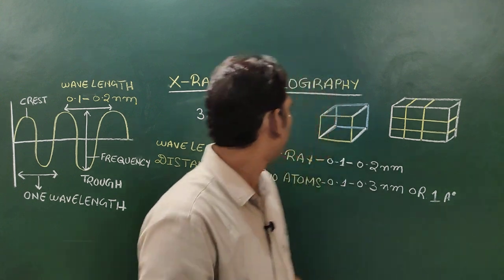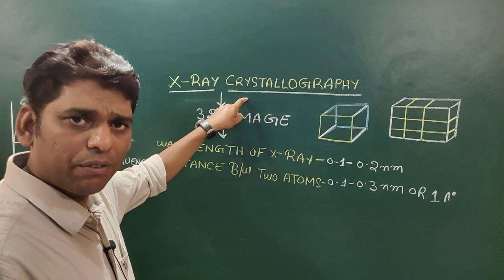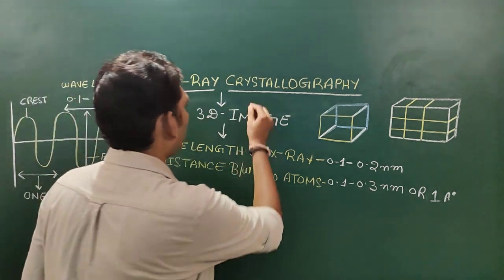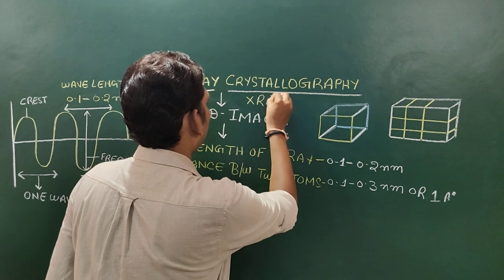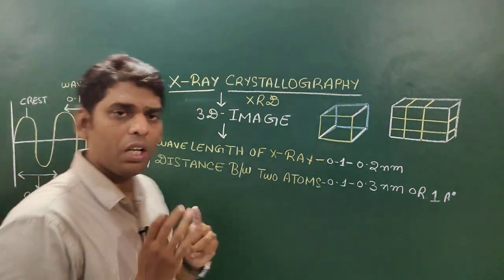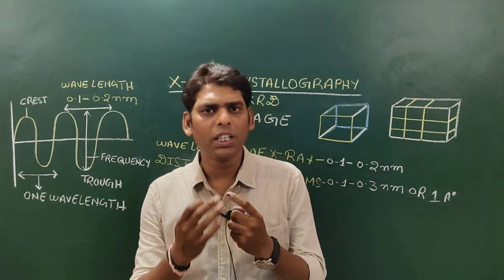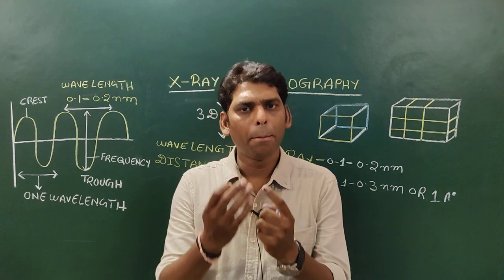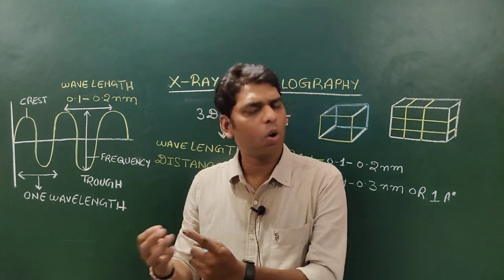And friends, today we are going to discuss X-ray crystallography. Simply, you can call it XRD, okay? X-ray diffraction, okay? Students, X-ray crystallography is a technique which is used to determine the 3D image of biological molecules like protein, DNA, and several other organic compounds.